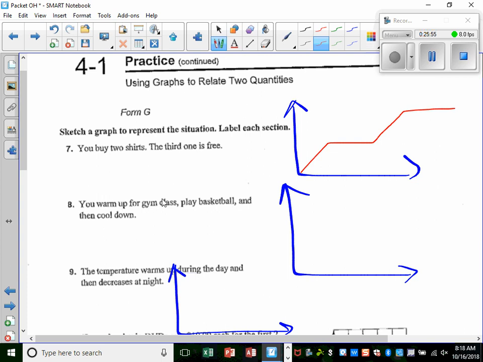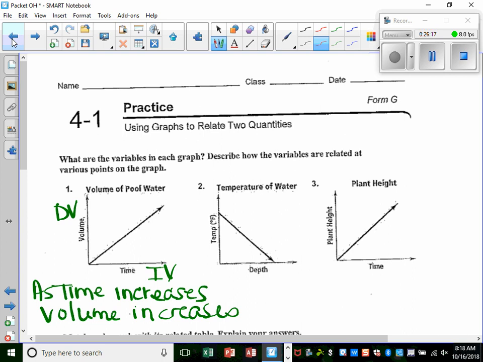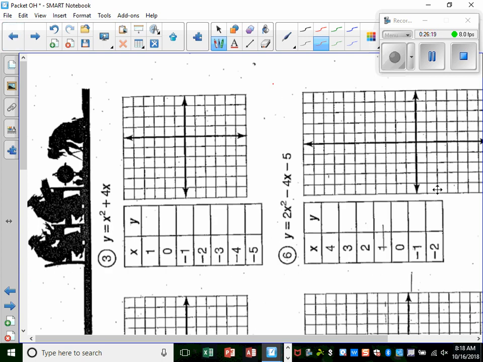You warm up in gym class, then you play basketball, and then you cool down. Okay, just draw me what that would look like. All right, so that's what you're doing for those. And then, of course, on this page, you're making your tables and you're plotting your points and you're connecting them. All right, so that's your homework. Now, what are you doing for classwork today? You're going to finish up page 5. Okay, the one on page 5, you're going to finish those tables up using your graphing calculators.